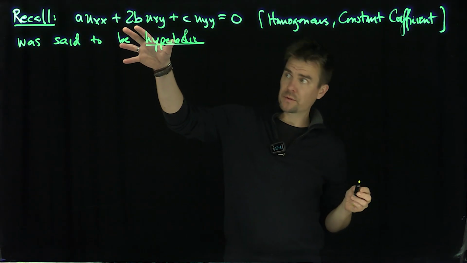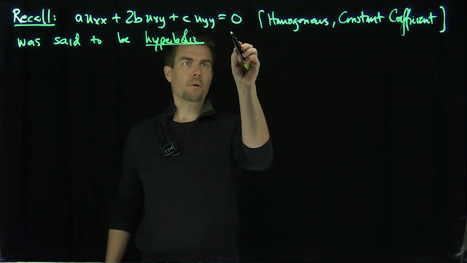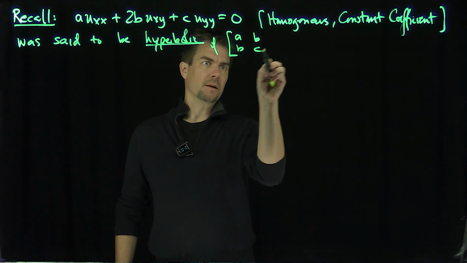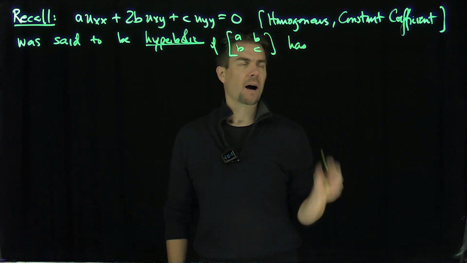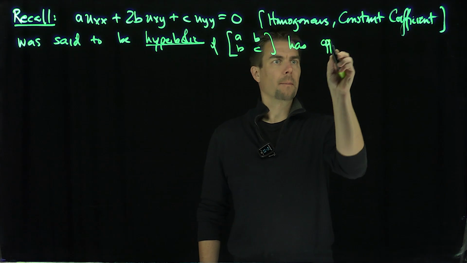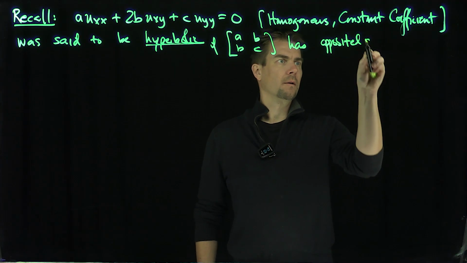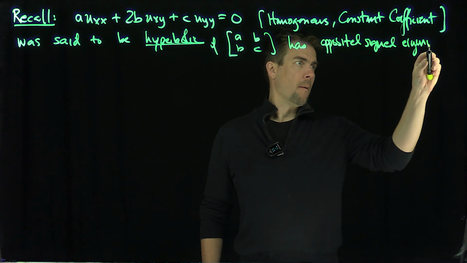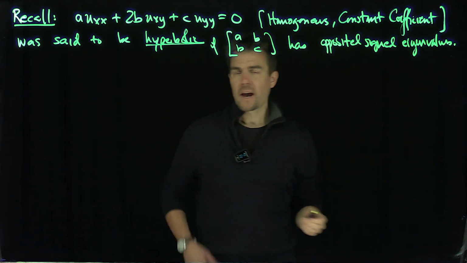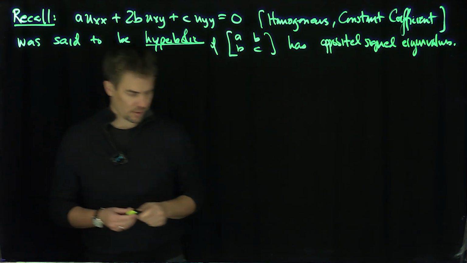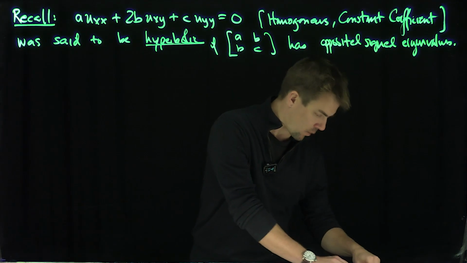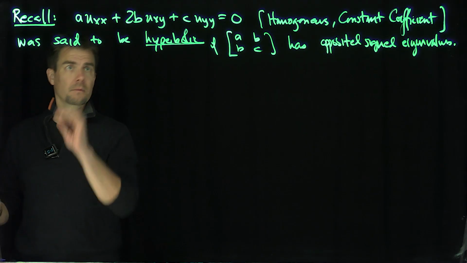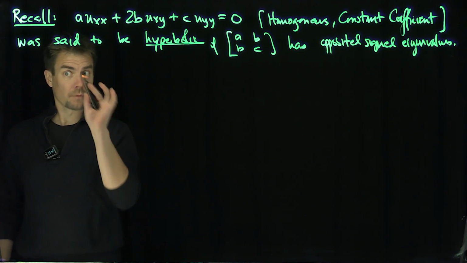If the eigenvalues of the corresponding quadratic form, if the matrix A, B, B, C has opposite signed eigenvalues. And there's cool methods we can do to solve these things. So for example, we've seen in previous videos that the wave equation has this nice factorization, but you can do the same thing for a general hyperbolic equation as well.